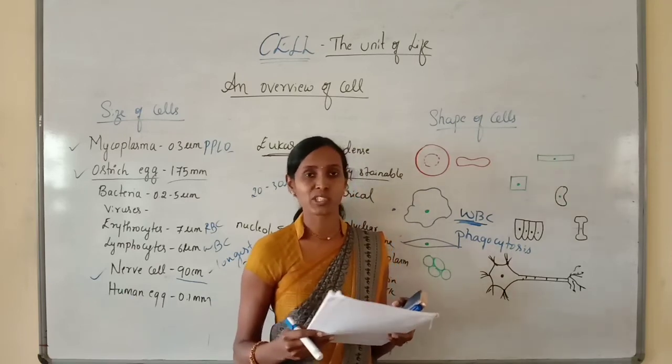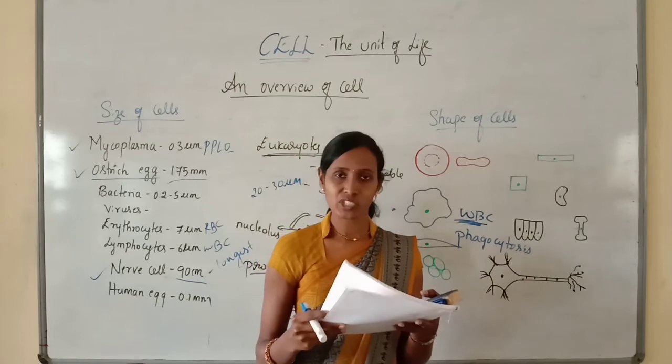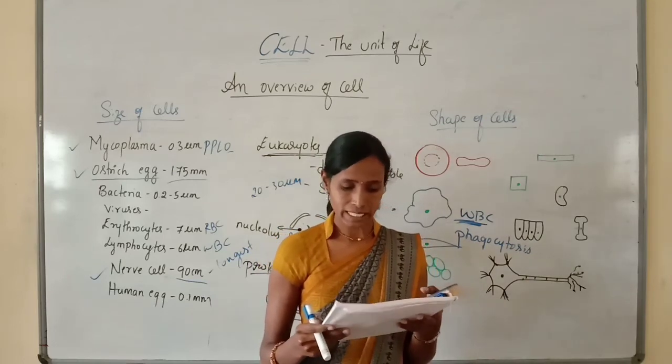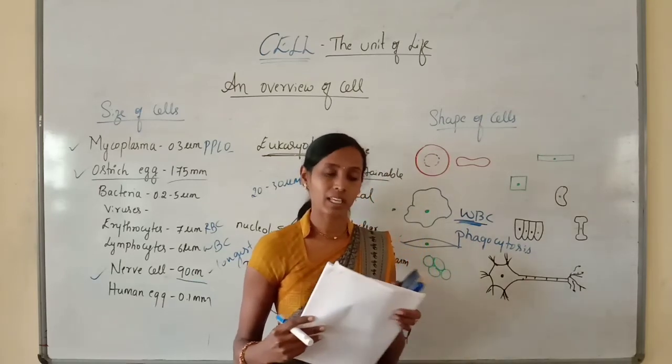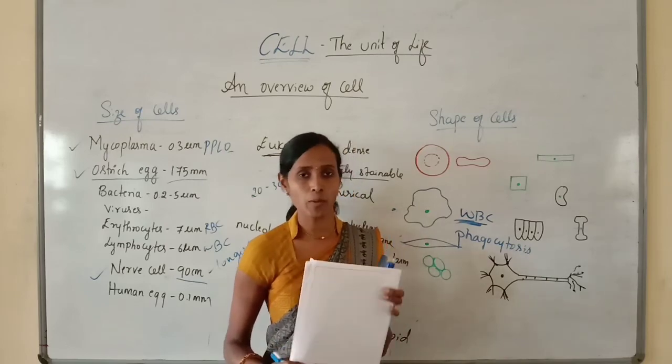You know, the largest cell is the ostrich egg. So option B is correct. So this completes today's class. In the next class we will talk about the types of cells.